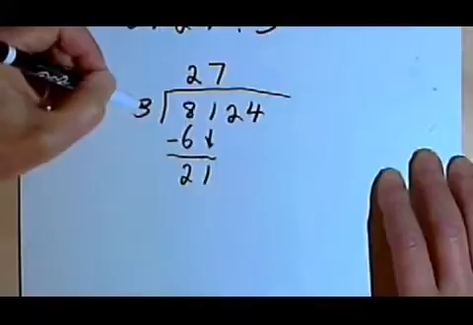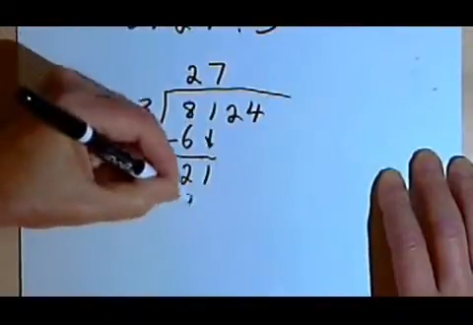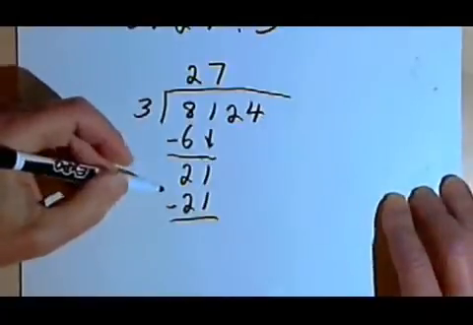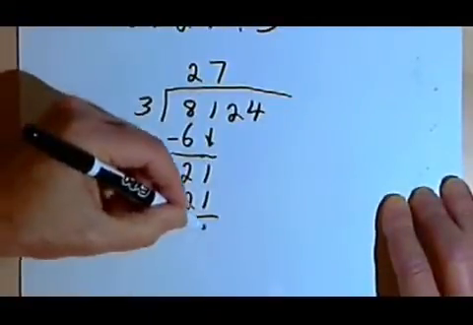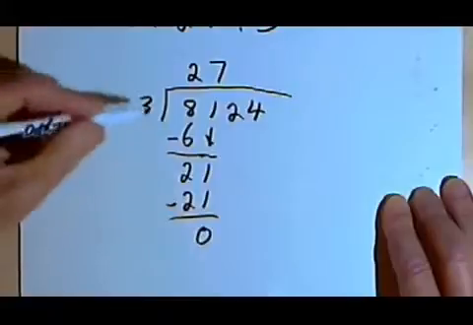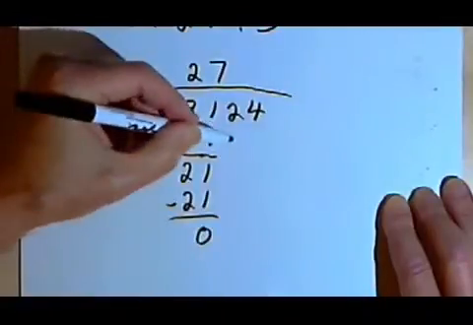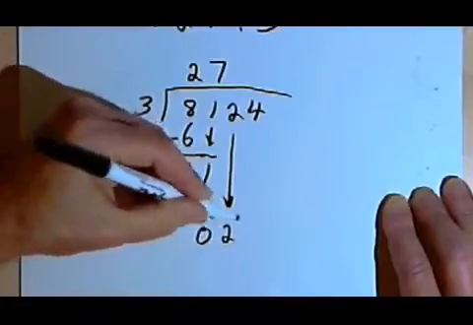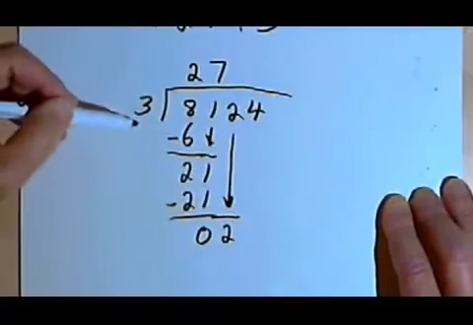7 times 3, I'm doing the multiplication part, is 21. Now I'm up to subtraction. 21 minus 21 is 0. And I bring down the next number, which is a 2. Now I start again.